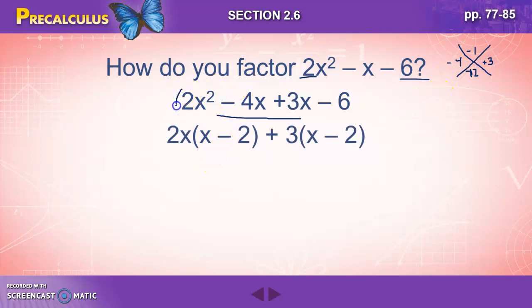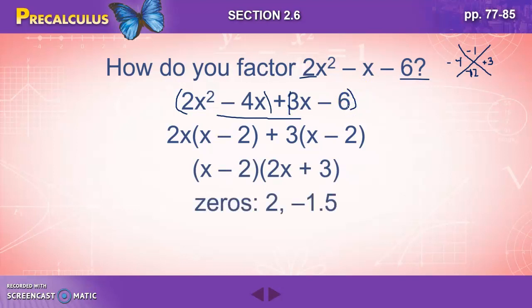And then we will factor by grouping here and here. And we end up with x minus 2 times 2x plus 3. And hopefully that is a review for you. So our zeros are at 2 and negative 1.5. The way that we find our zeros is take each of our factors and set those equal to 0, since we want our whole thing to be 0 here. And then we solve for x.